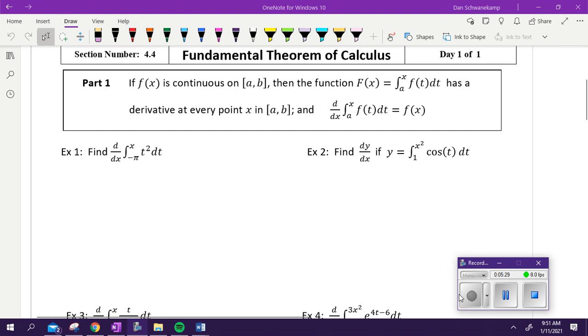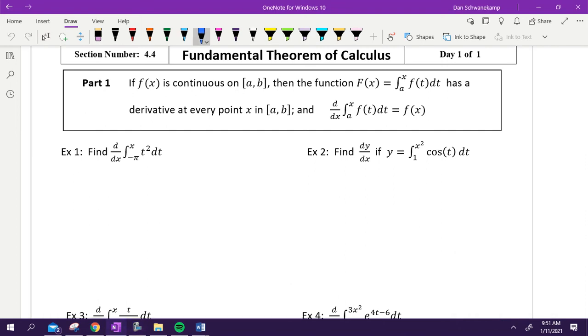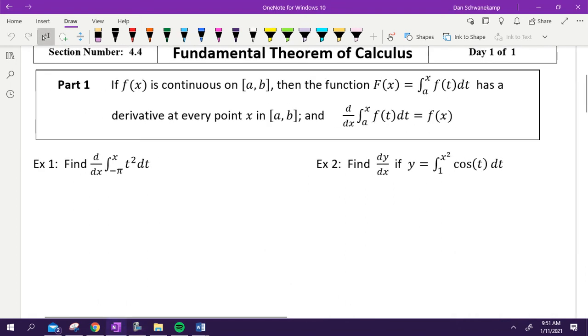All right, here we go. If f is continuous on an interval, and capital F of x is equal to an integral, the derivative of that integral is going to just be f of x. Basically, if you take the derivative of the integral, the two things are going to cancel. That alone is pretty easy.